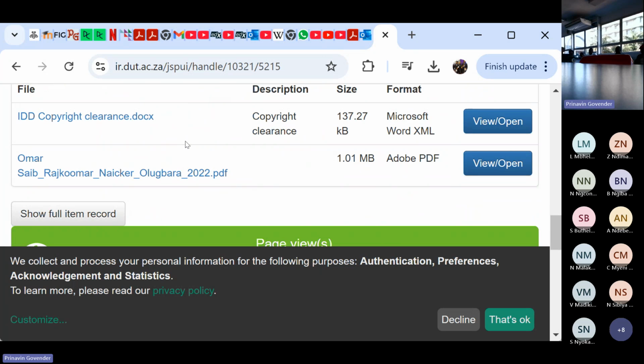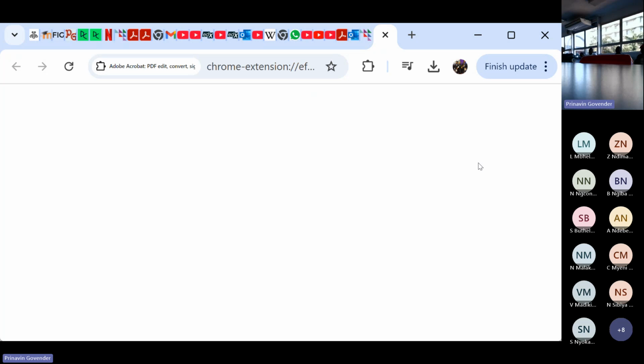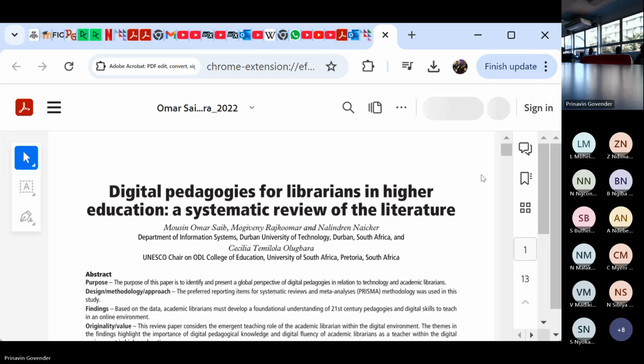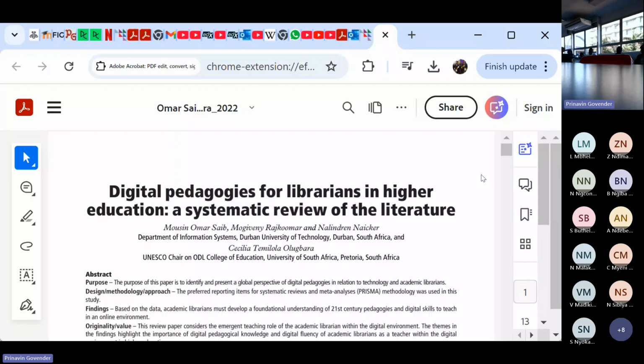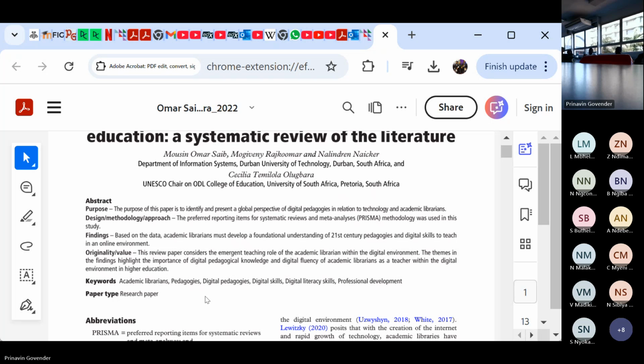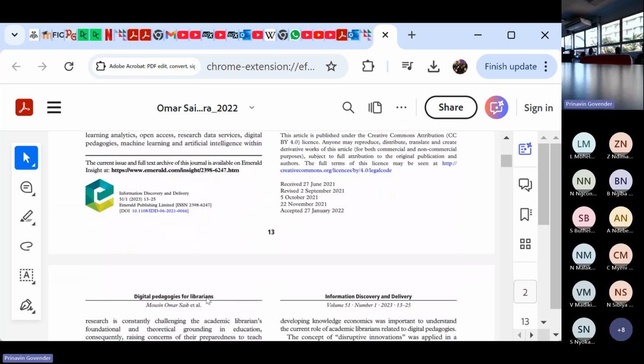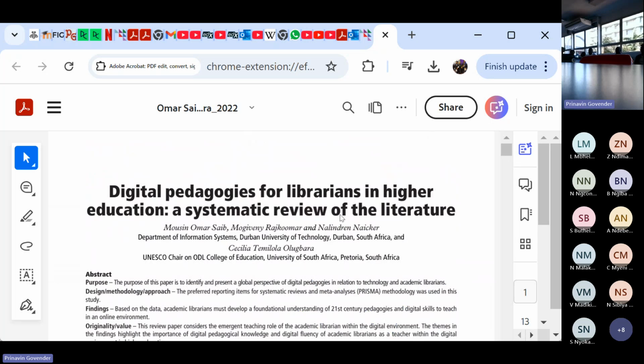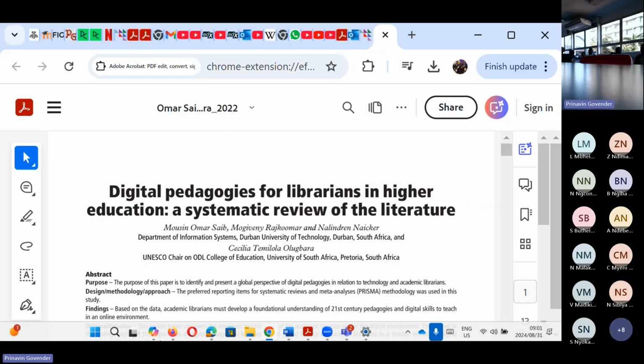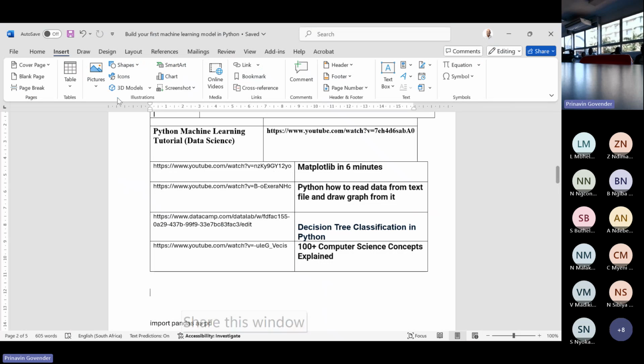Let's go and open this article. So we're going to use Dr. Mohsin's article as a template for our systematic review, right? And we're not going to do it alone. We're going to do it with the person here, Cecilia Olugbara. Hey, I think this is Prof. Olu's wife, right? Okay, so we're going to use this one. Right, here's our topic. Digital pedagogies for librarians in higher education, a systematic review of the literature. So copy the text. This is how we're going to start writing our article.